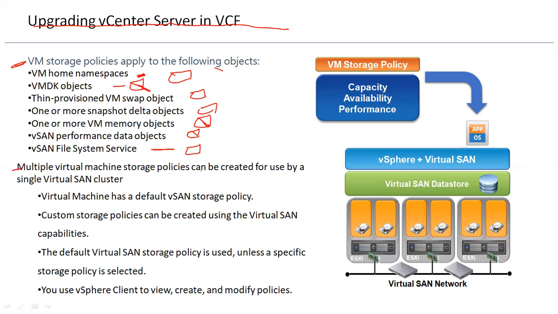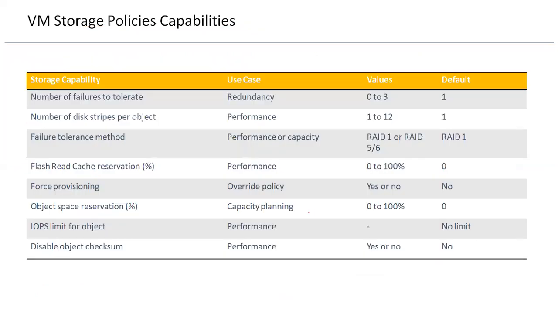Multiple virtual machine storage policies can be created within a single datastore, and a storage policy can be applied to different objects. Suppose we have one set of VMs where we want to apply one storage policy, and another set of VMs where we want to apply a different policy. All that feasibility is provided by vSAN itself.